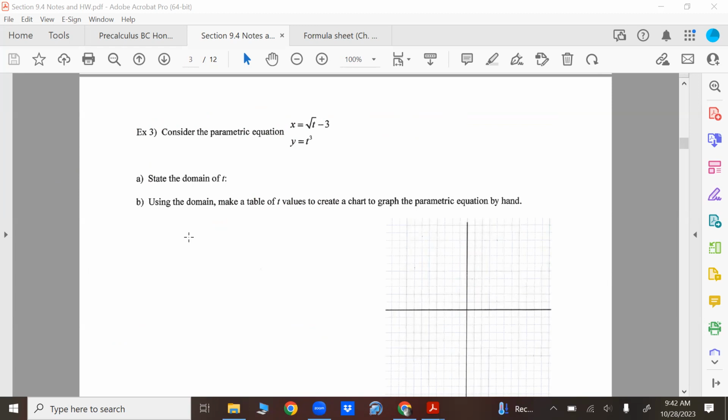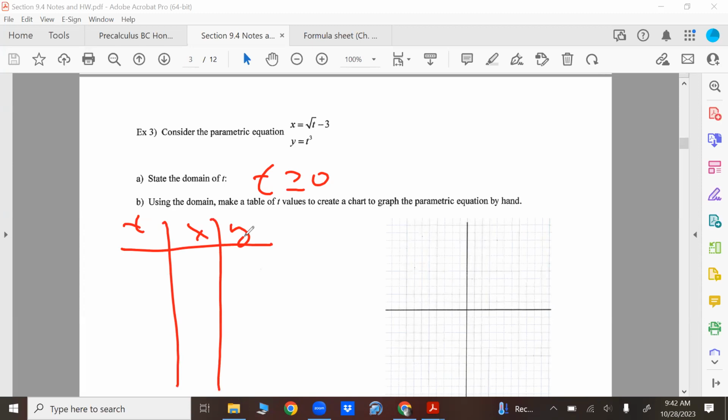Anyway. Let's see here. So consider the parametric equation: x is root t minus 3, y equals t cubed. So again, the domain is going to be t is greater than or equal to 0 once again. We'll make a 3-column table. We'll do 0, 1, 4, 9, and 16 again. So for x, you should get -3, -2, -1, 0. That comes out nicely. And 1. Look at that.